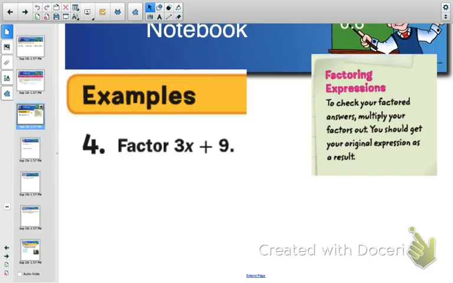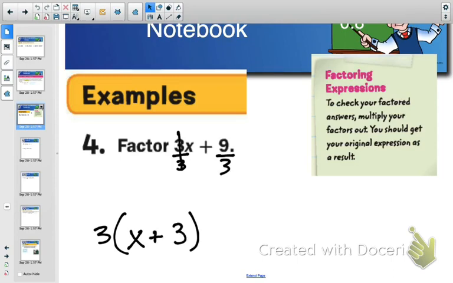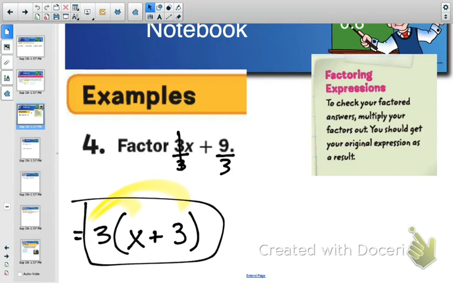So factor 3x plus 9. So first find the GCF. I know the GCF is going to be 3. Okay, and then that's going to go on the outside of the parentheses. And then if you want, you can just divide each term by 3. So you can divide this by 3. Those will cancel, so I'm left with x plus, divide that by 3. 9 divided by 3 is 3, so x plus 3. And then again, you can check by distributing, and it should get 3x plus 9. So that's your solution there. That is factored.